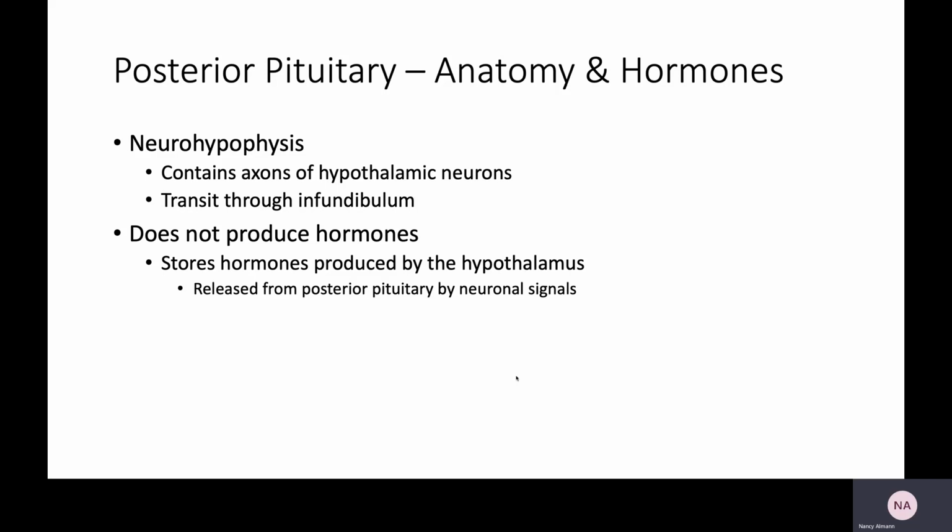The posterior pituitary does not produce hormones itself. Instead, it is going to store hormones that are produced by the hypothalamus. They will be released from the neurohypophysis when triggered to do so by neuronal signals. In other words, action potentials.